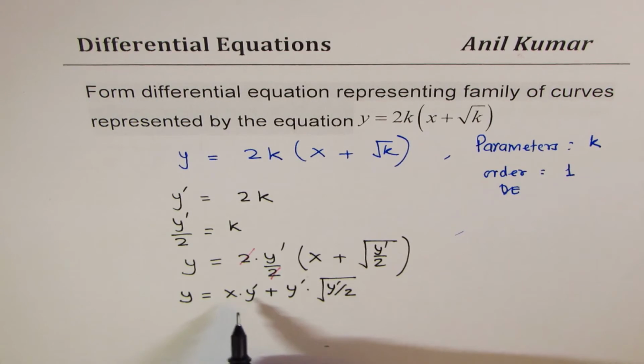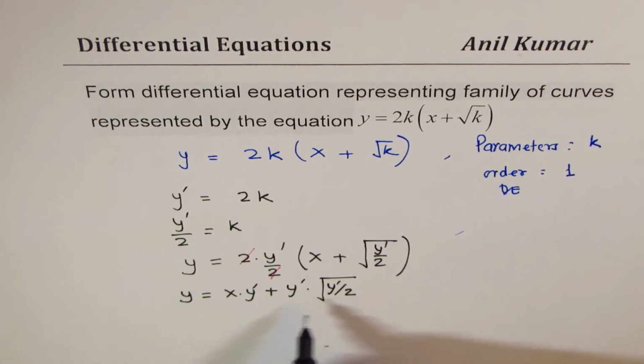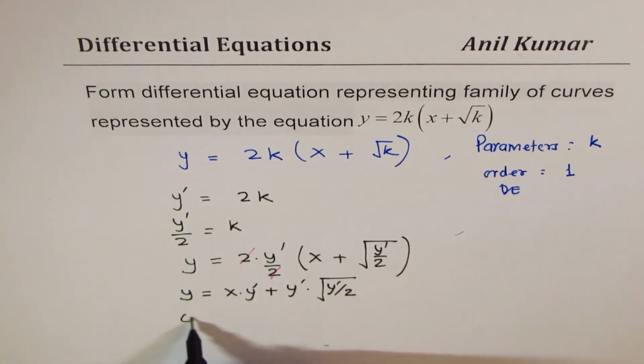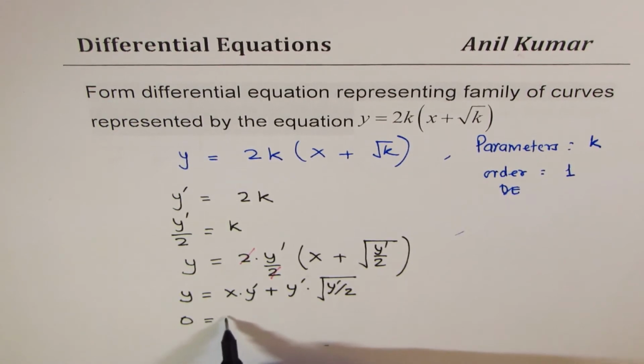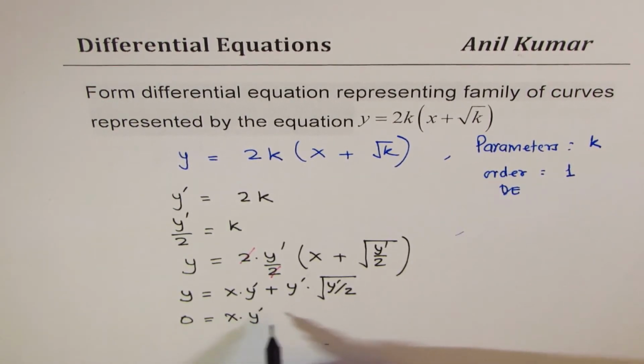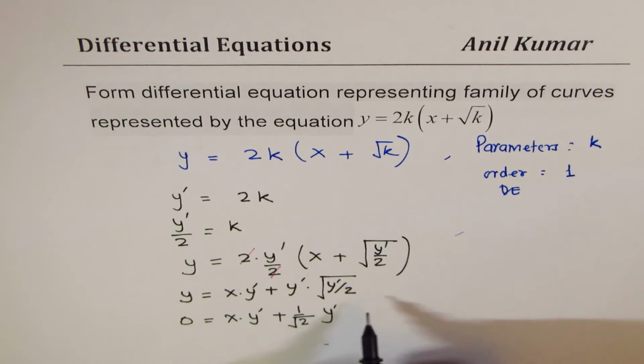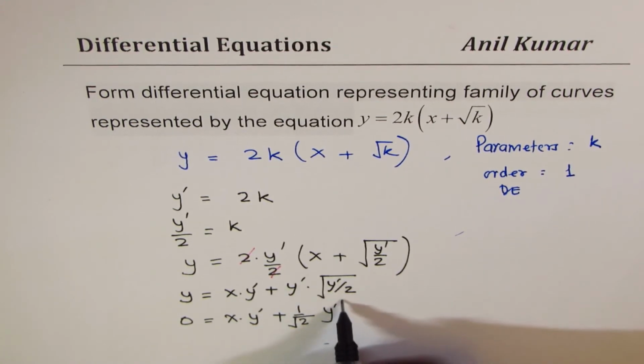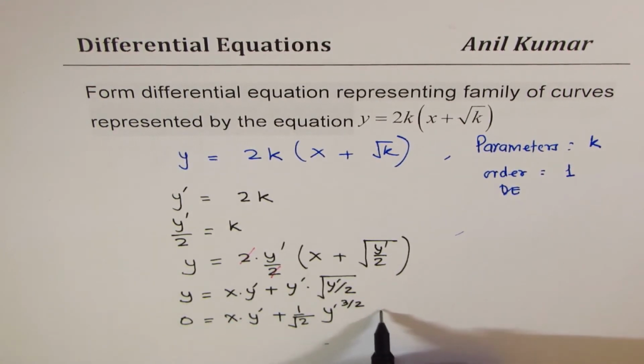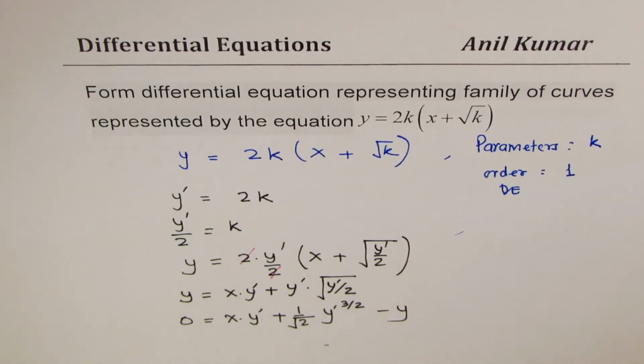So what we can do here is rearrange and write this as 0 equals x times y prime plus 1 over square root 2 y to the power of half y prime to the power of half plus 1, which is 3 over 2 minus y. Correct. So that represents the differential equation for the given function. Okay, so let's continue and do the next one.